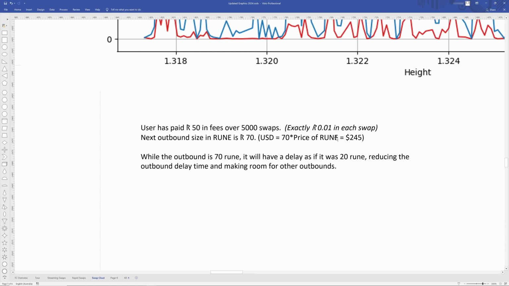So that is Clout in a nutshell, and that increases the user experience and reduces the wait time overall for people that use THORChain a lot, as well as has an indirect consequence by reducing the wait time for people that don't use THORChain as much.